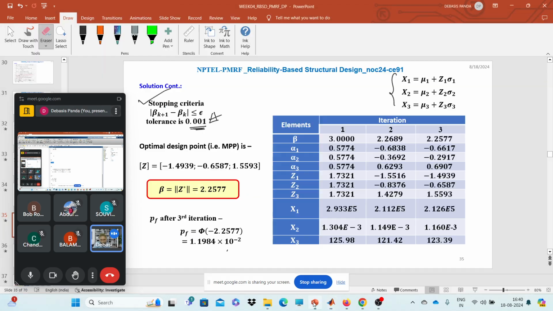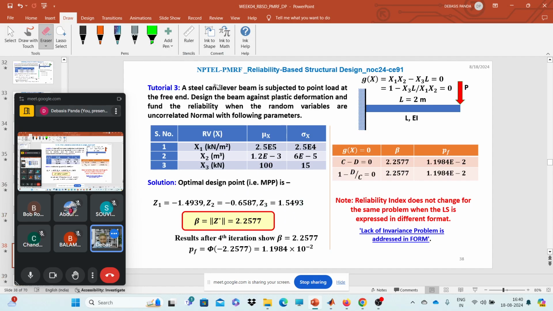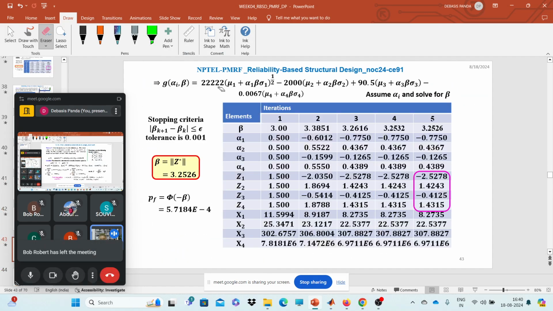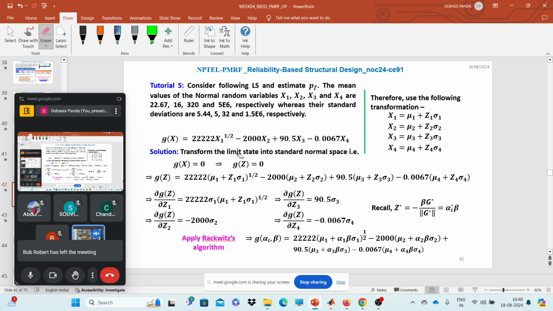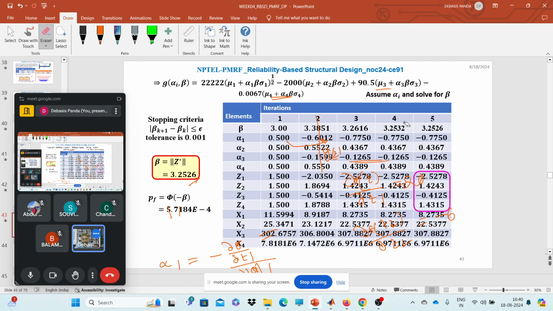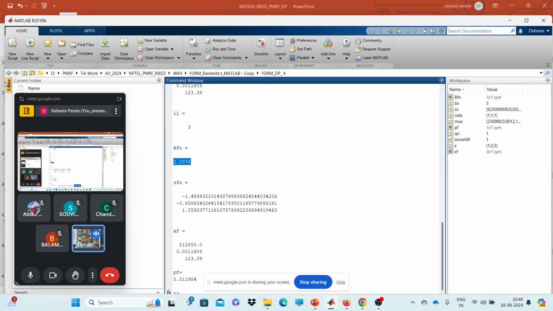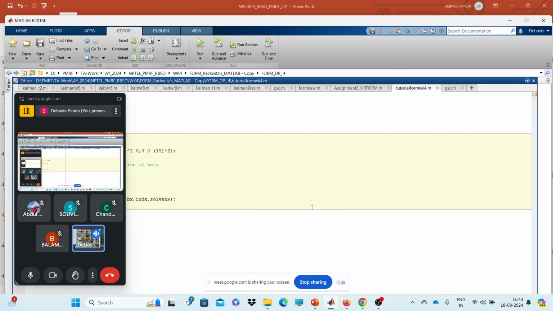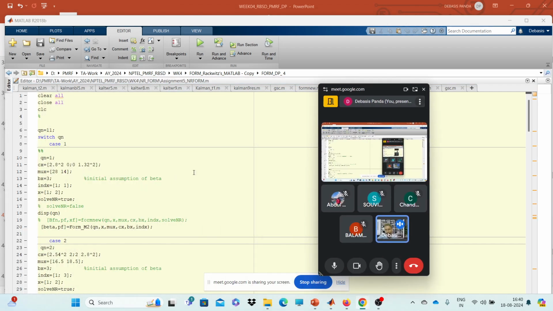Now if we solve another problem, like this problem, I have added a few more problems here. Here we have 4 random variables, and if we want to solve it, it will take 5 iterations. We can even go higher. If you want to solve it using MATLAB or the Rackwitz-Fiessler algorithm, you can solve it within 2 to 3 minutes. Like that we can solve other problems. I have added a few more problems here.